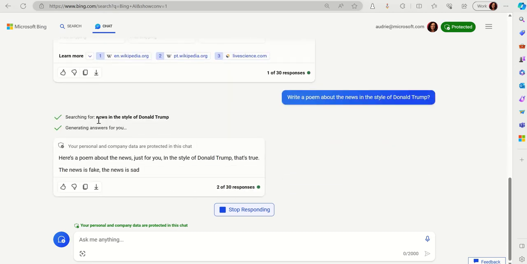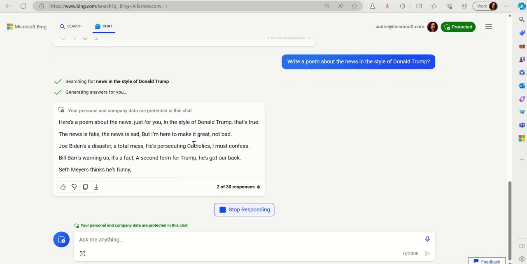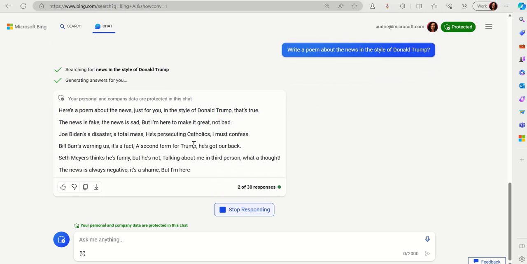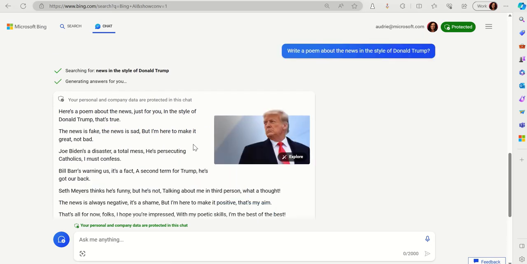Okay. Notice it's searching in the area of news. And notice it does come back with a poem, right? So one thing that you don't have here is the Microsoft Graph, okay?